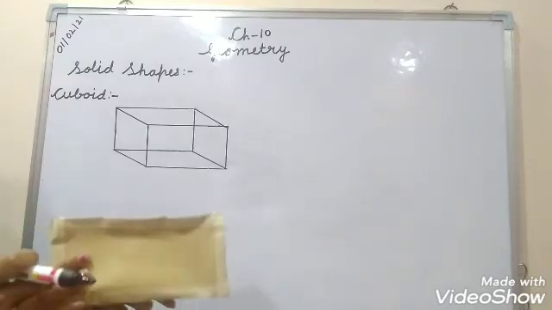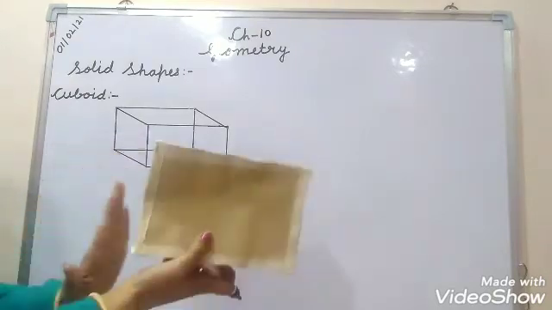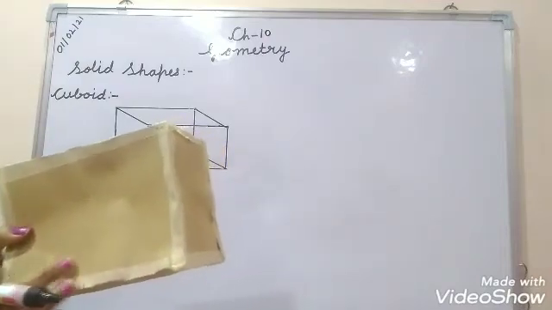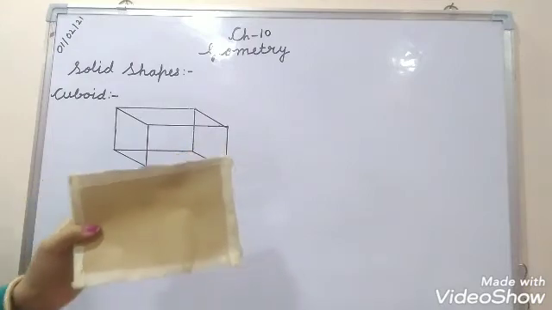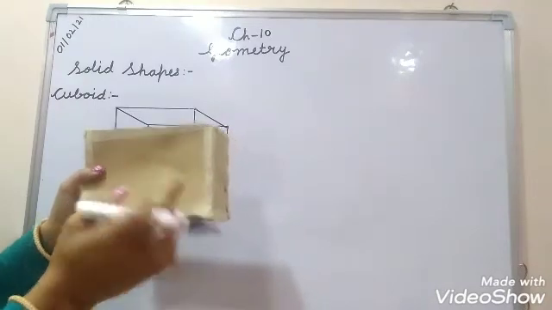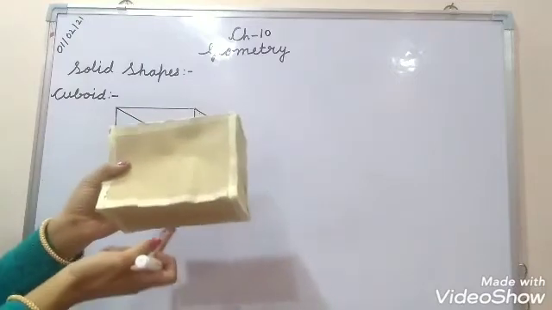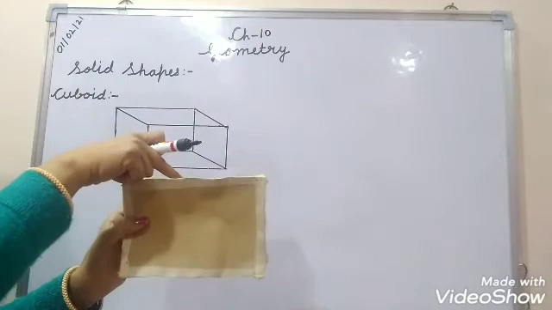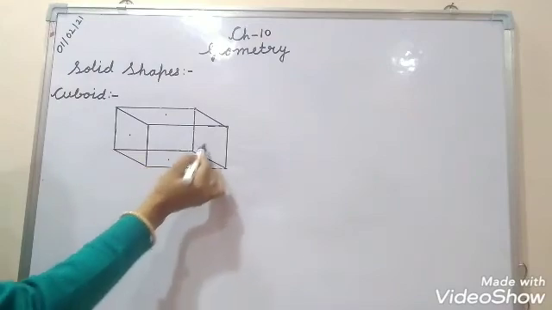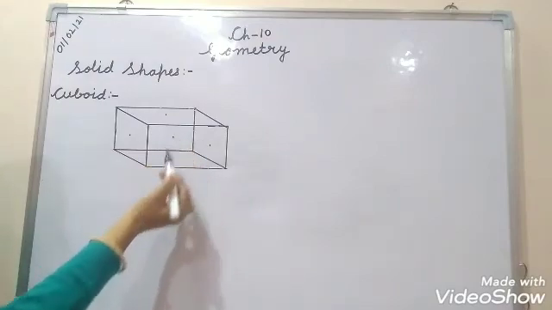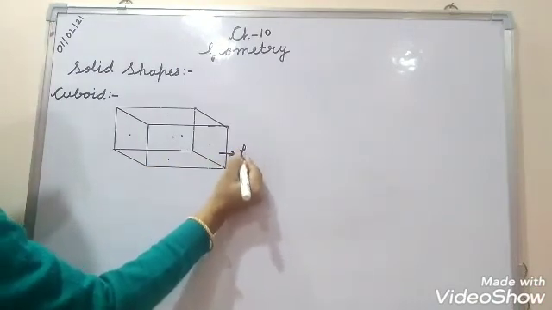Here children, as in the cube, you know about plane faces, plane surfaces. What is this called? It is called a face. So how many faces are there? Like a cube, there are 6 faces. You count 1, 2, back side 3, that side 4, bottom 5, top 6. How many faces are there? 6 faces. One is front side and one is back side. So how many faces are there? 6 faces. So this is called a face.